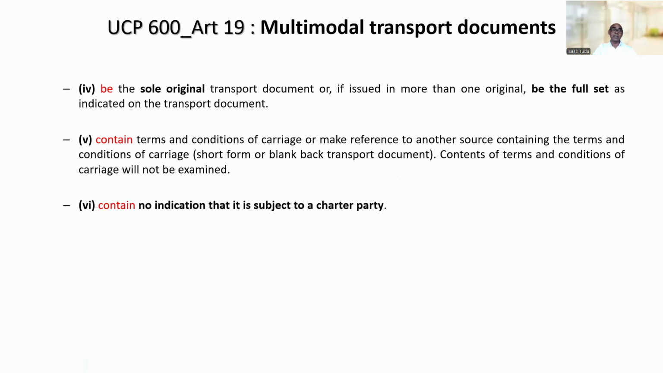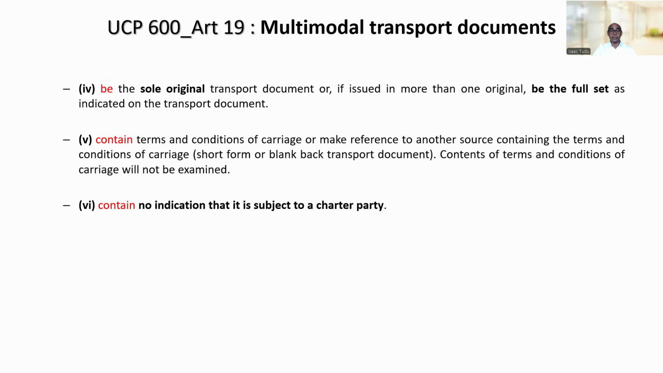Next is 19A6. It says a multimodal transport document must appear to contain no indication that it is subject to a charter party. So this article stipulates that the multimodal transport document must not contain an indication that it is subject to a charter party. What does it mean? Nowhere in the multimodal transport document should the words "charter party" come. The term "no indication" means that a multimodal transport document that bears any indication that it is subject to a charter party would not be acceptable. It will be a case of discrepancies.